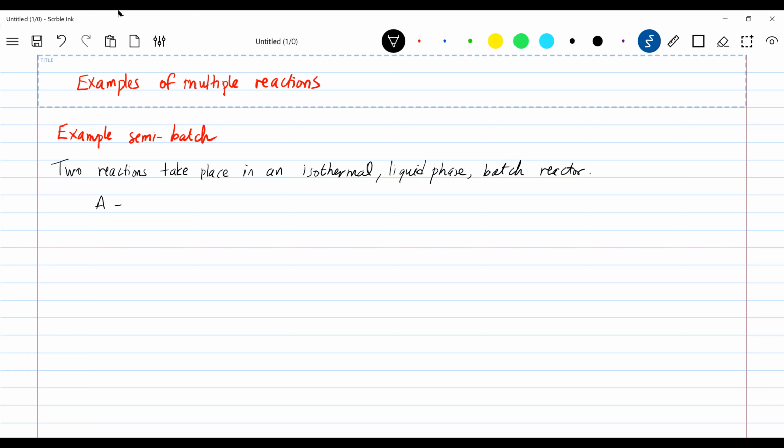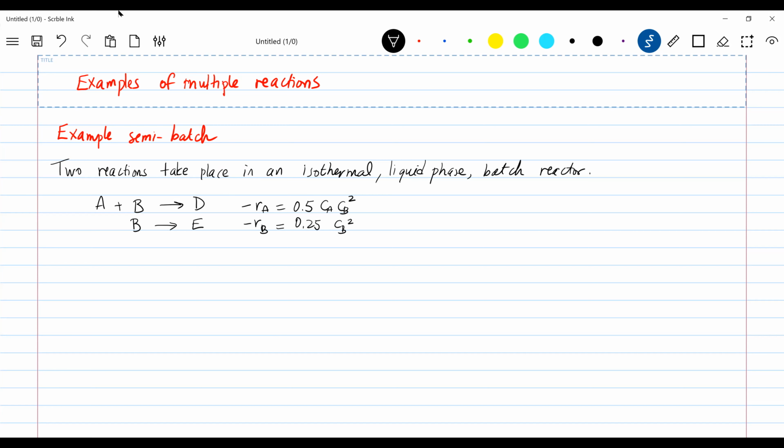So we have a parallel reaction. So we have A goes to B goes to D, and B also reacts to form E. And now the first reaction, minus rA is 0.5 times CA CB squared, and minus rB here in the second reaction is 0.25 CB squared. I hope that's correct.